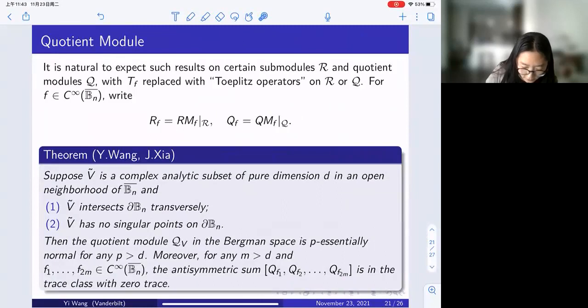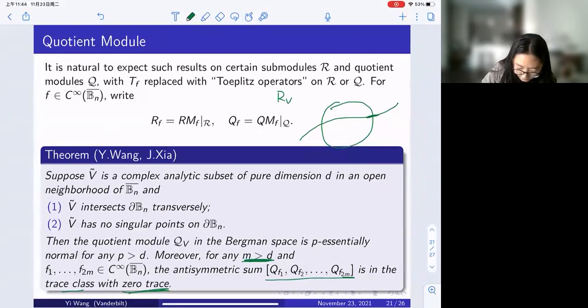So some partial results are what we obtained on the quotient module and the submodule. So one is the following. As we previously mentioned, if you look at the RV submodule, which is induced by a variety, and the variety is smooth on the boundary and transverse with the boundary, then you have the following. You can prove that for any P, any M greater than the dimension, this anti-symmetric sum is in trace class, but with zero trace.